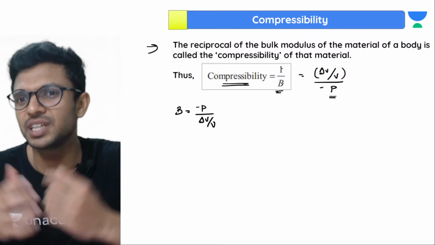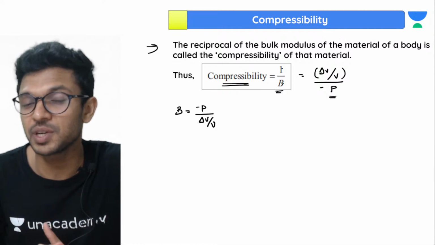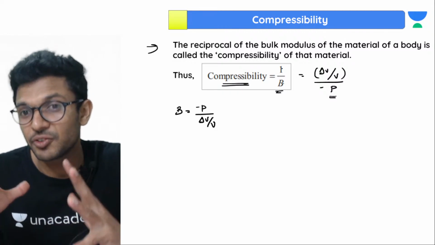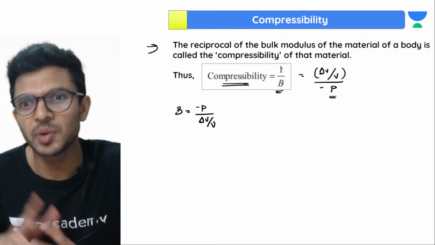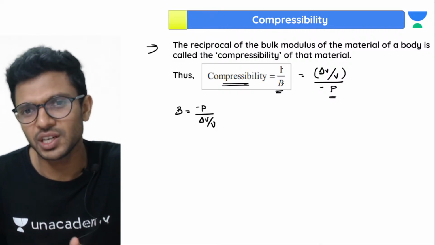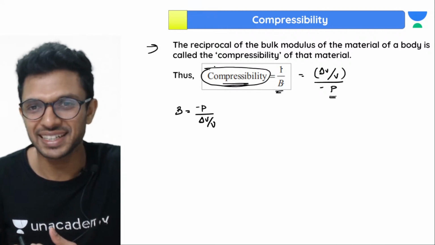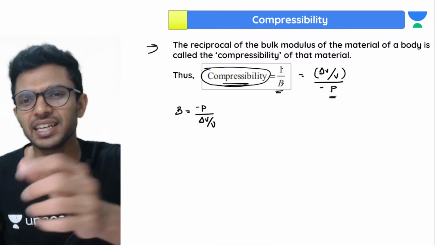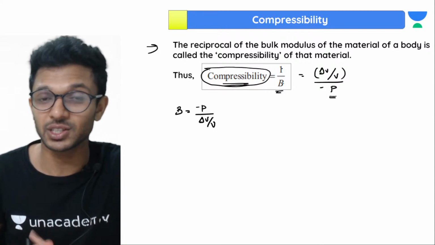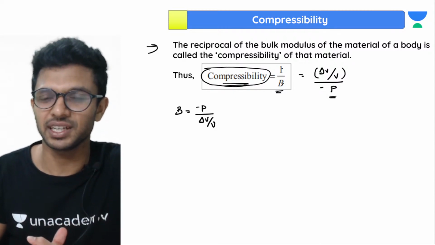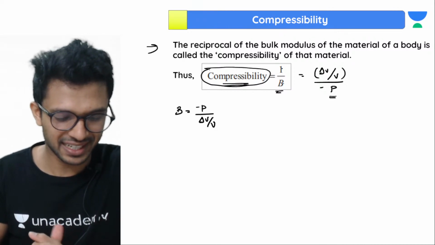If this fractional change in volume per unit pressure is greater, what happens? Yes, the fractional change in volume will be larger. If the fractional change in volume per unit pressure is larger, what can you say? Obviously the body is more compressible. Understood? That is the reason why the inverse of bulk modulus is given the name of compressibility. It talks about how compressible the material is. Okay?